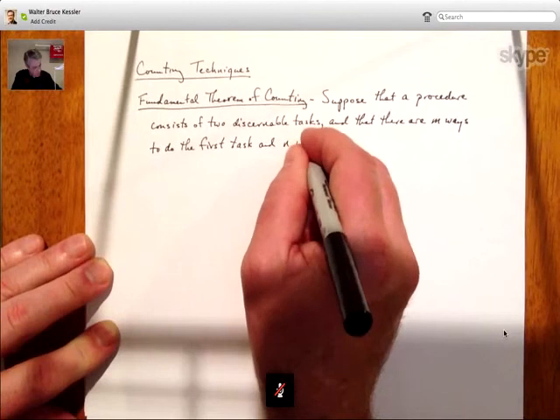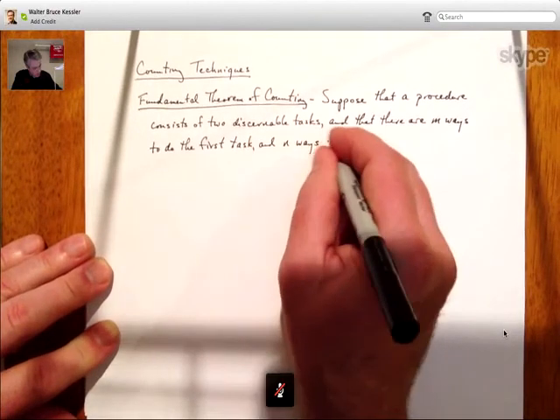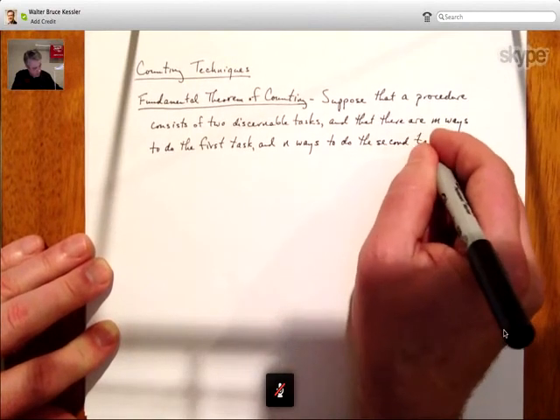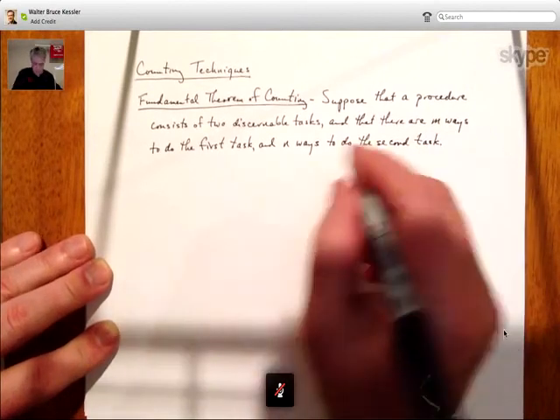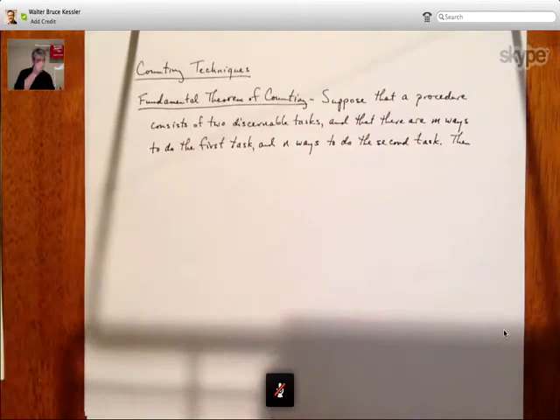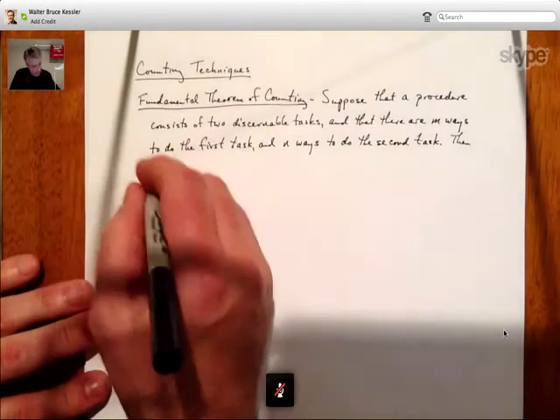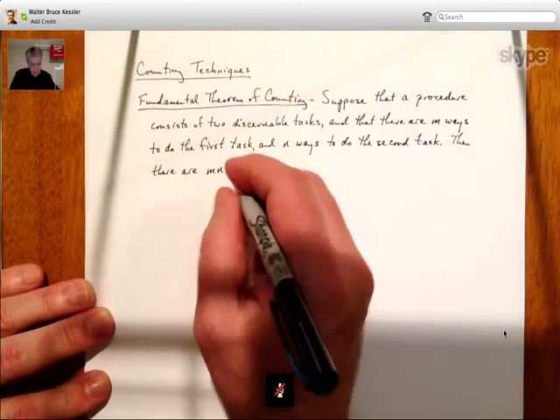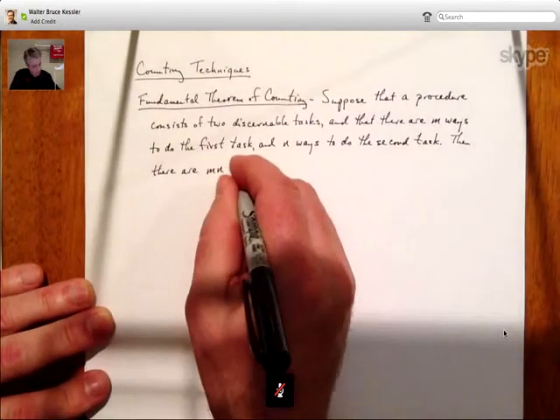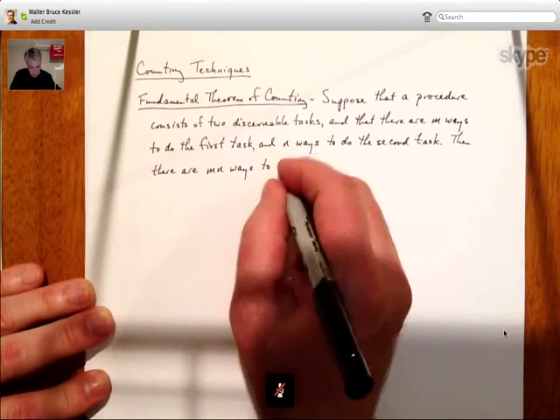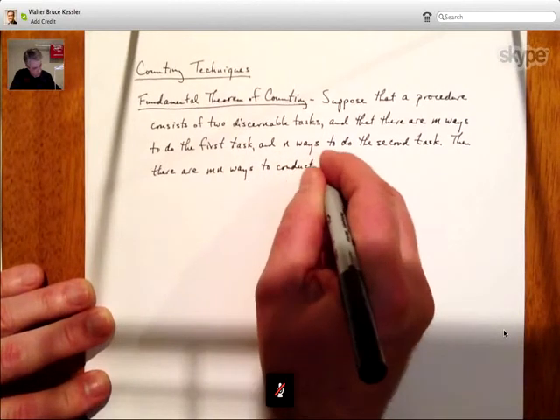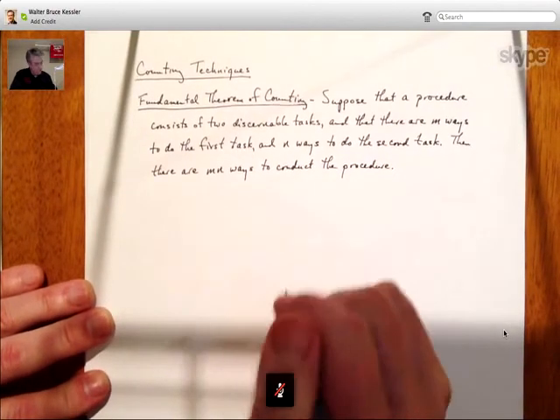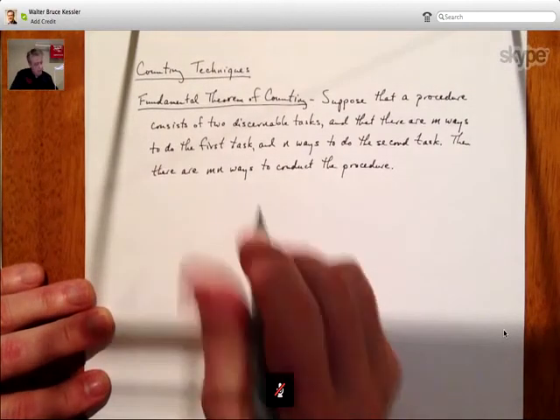And N ways to do the second task. Then what the fundamental theorem of counting tells us is that there are M times N ways to conduct the entire procedure. Okay, and that is the fundamental theorem of counting.